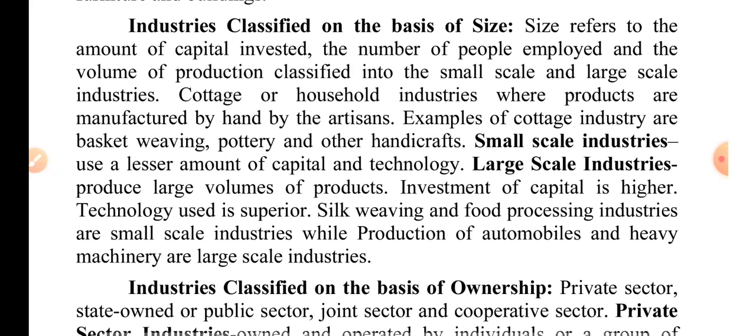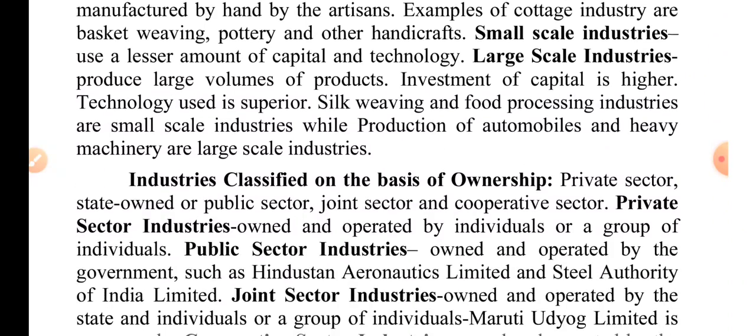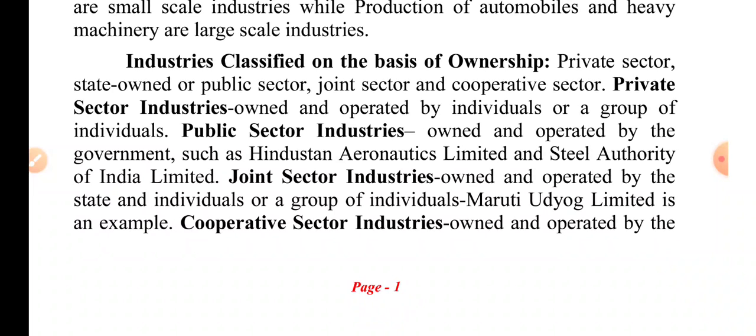And here come small scale industries. Small scale industries use a lesser amount of capital and technology, whereas large scale industries produce large volumes of products. Investment of capital is higher and technology use is superior. Silk weaving and food processing are small scale industries, while production of automobiles and heavy machinery are called large scale industries.